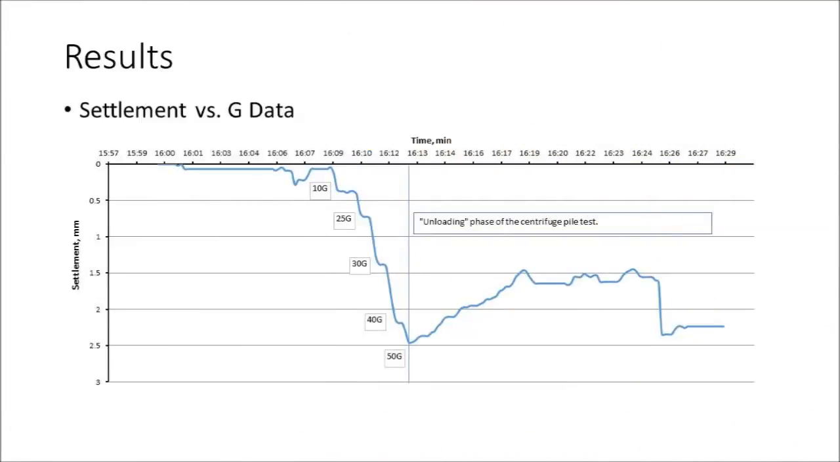This slide shows the settlement versus G data from our experiment. The general trend of the curve obtained from our experiment conforms to what we expected it to look like. Once the peak G of 50 was reached, the centrifuge was decelerated as shown in the video. As you can see, the pile did not rebound fully due to the elastic settlement of sand during flight in the centrifuge.